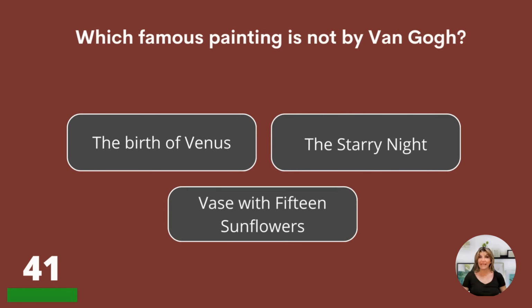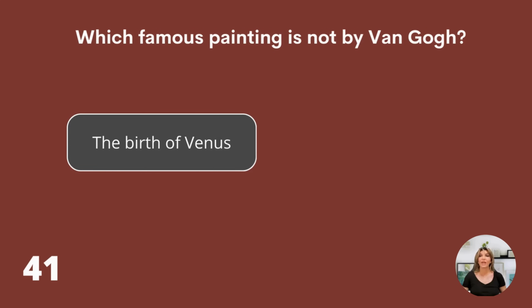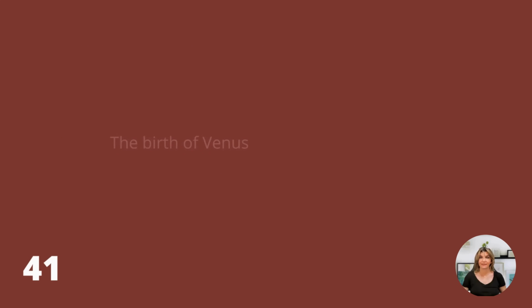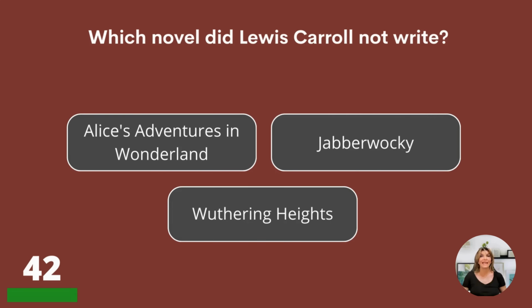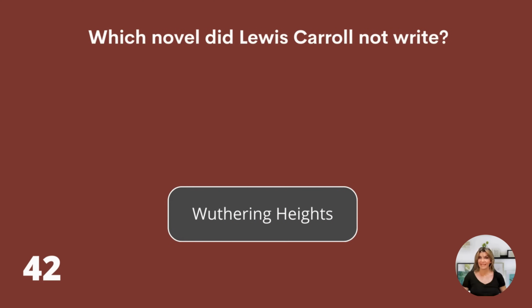Which famous painting is not by Van Gogh? The Birth of Venus, The Starry Night, or The Vase with 15 Sunflowers? The Birth of Venus. Which novel did Lewis Carroll not write? Alice's Adventures in Wonderland, Jabberwocky, or Wuthering Heights? Wuthering Heights.